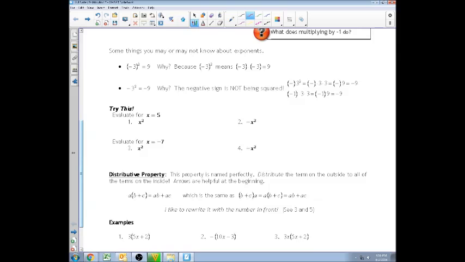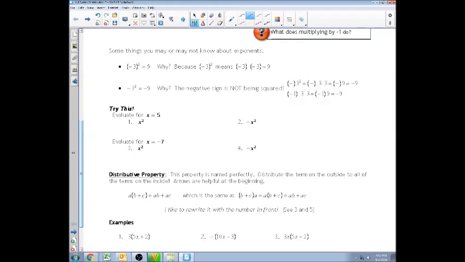Some things you may or may not know about exponents. If I have inside a parenthesis negative 3 squared, that is going to equal positive 9. The reason behind that is that's really saying it's negative 3 times negative 3. And as we've talked about a couple times, a negative times a negative will give us a positive.